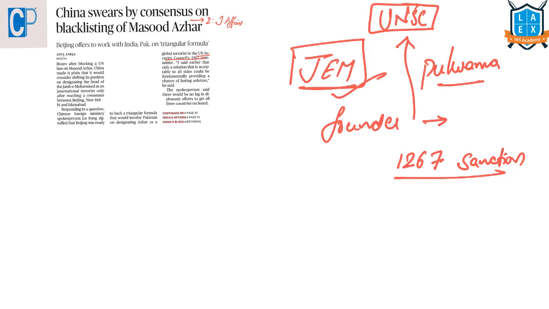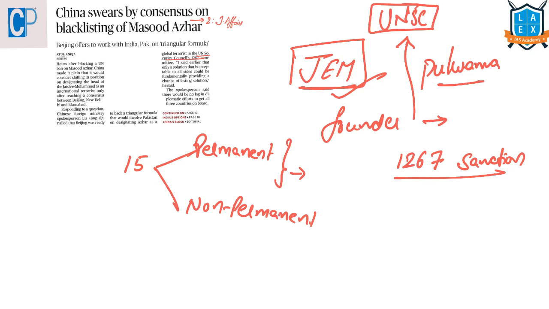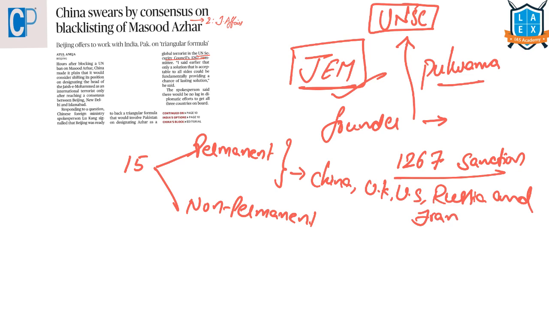But for the UNSC to list a person or an entity as a designated terrorist organization or terrorist, there is a process. The UNSC, like all Security Council committees, has 15 members. Out of these 15, there are permanent members as well as non-permanent members. The permanent members are China, UK, US, Russia and France. These 5 members have a special privilege in decision making. That privilege is known as veto power.